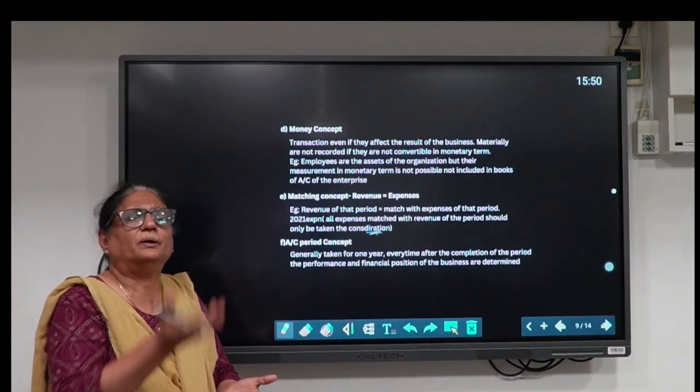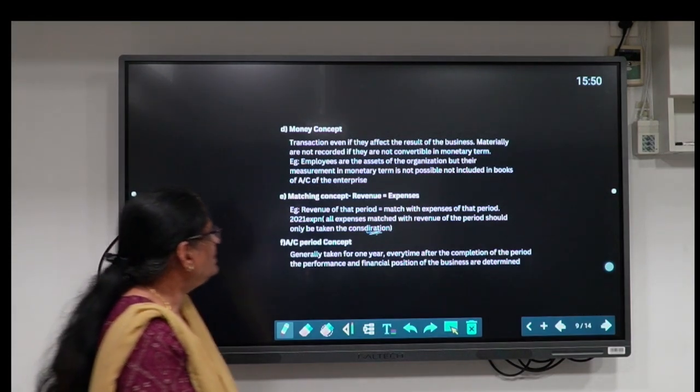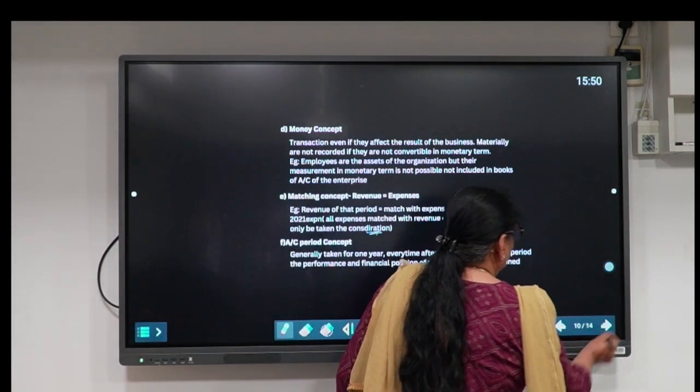Anything for which provision has to be made will be made as an entry with a proper journal. So this is what we are going to take into consideration.